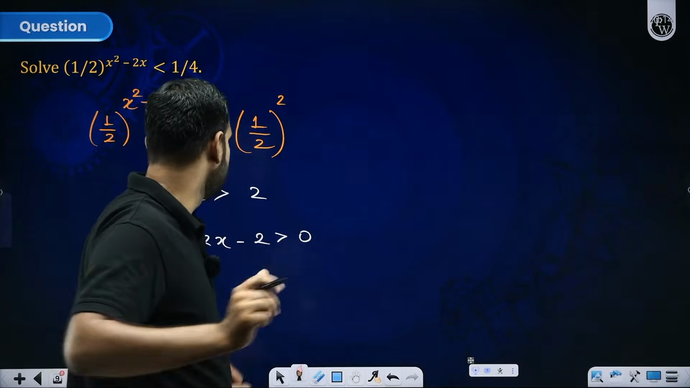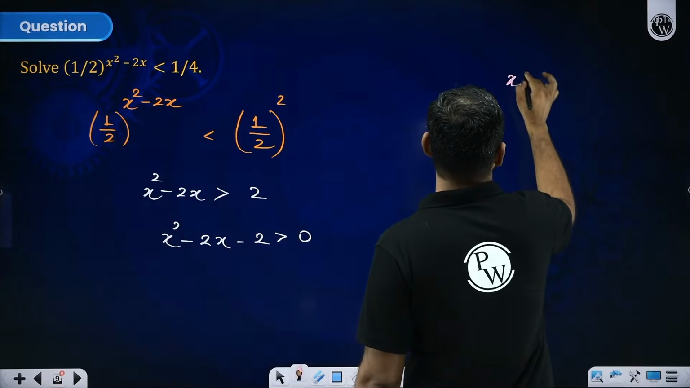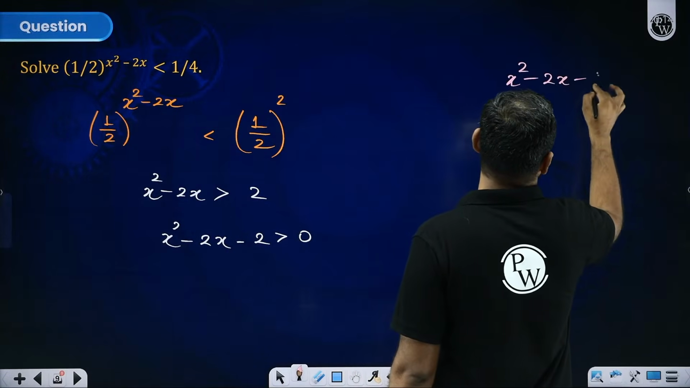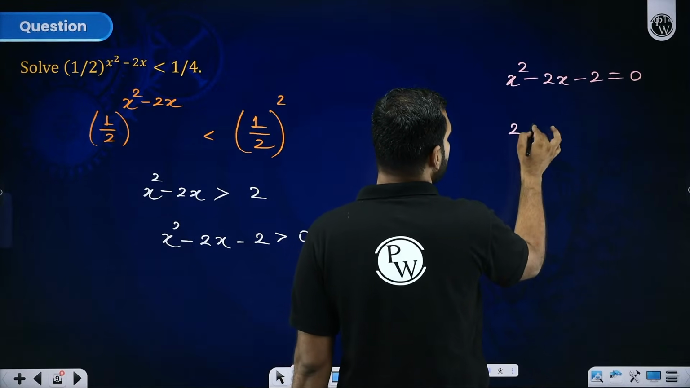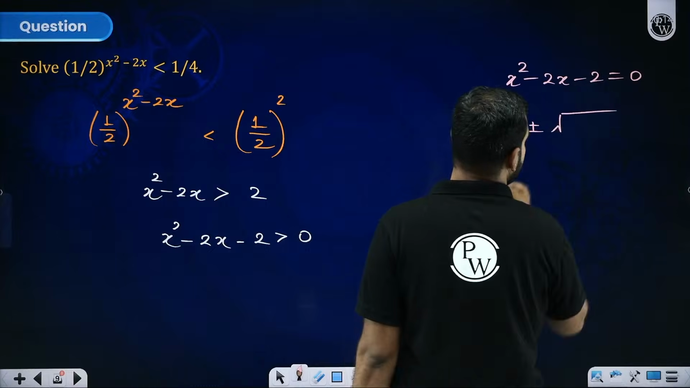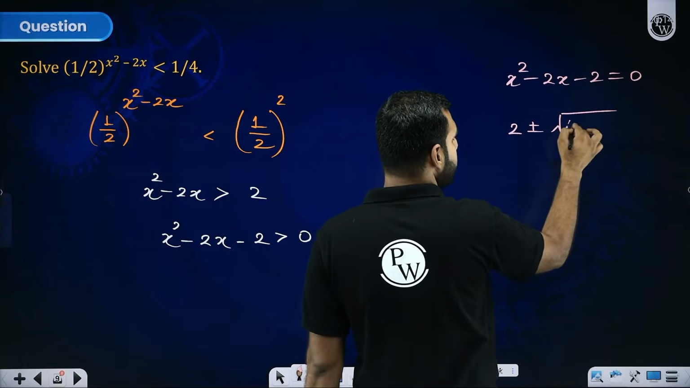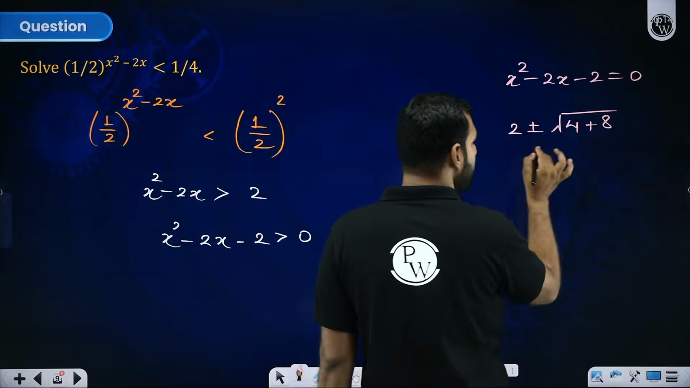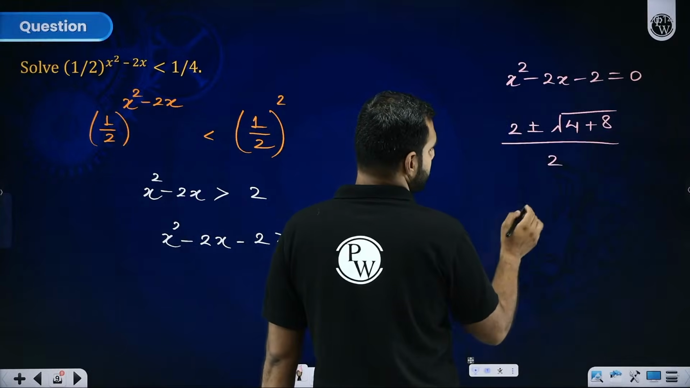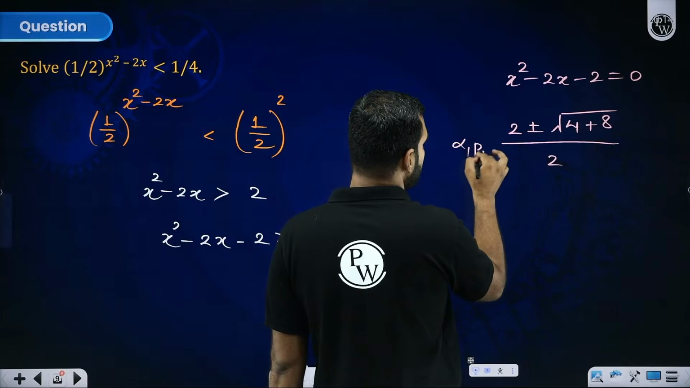Let us find its roots. So if I solve it separately, x square minus 2x minus 2 is equal to 0. What will be its roots? Sir, its roots are given by minus b plus minus under root b square minus 4ac, so b square is 4, minus 4 into 2, that is 8, minus 4 into minus 2, divided by 2a. So this is alpha and beta, the roots of this quadratic.